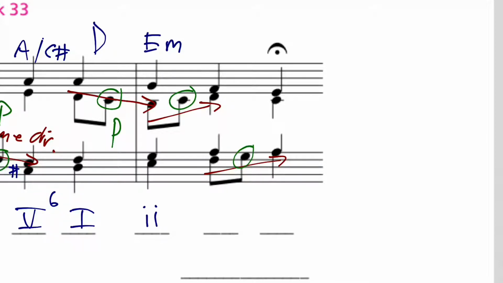And E, G, B doesn't have a C in it, right? So let's note it's passing by step on its way to the next chord, from C sharp to this D here. So now let's see what we got. We have F sharp, A, D, F sharp, or D, F sharp, A if we put it in order.